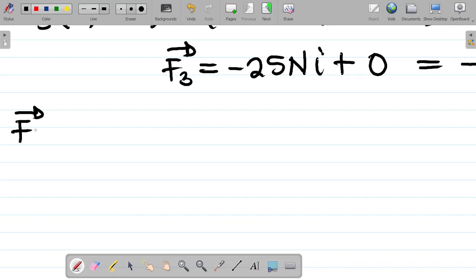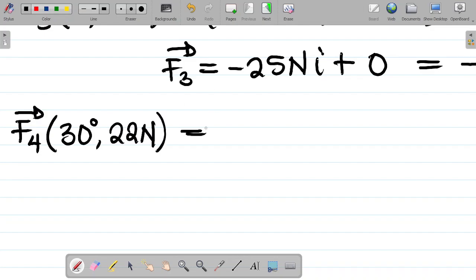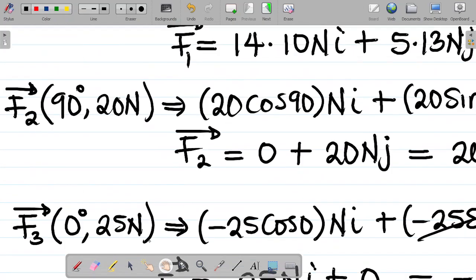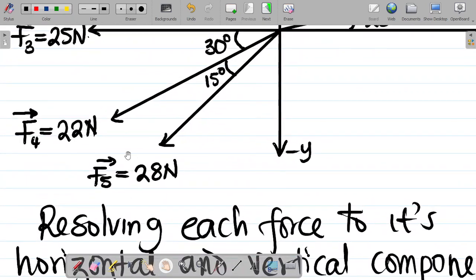All right, let's try F4. So F4, the value of F4 is 30 degrees, 30 degrees and what? 22 Newton. All right, let's go resolve this. So this will give us what? First things first, F4 is this. Resolve this to the horizontal component like this. That's the negative x-axis. So the sign convention is negative.